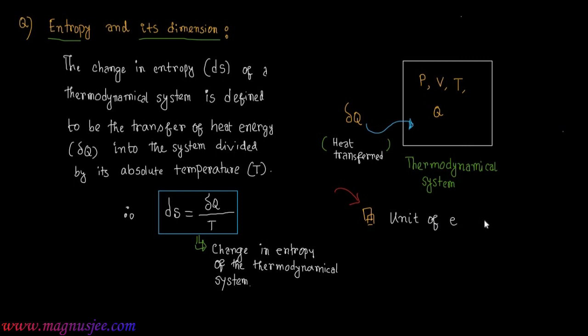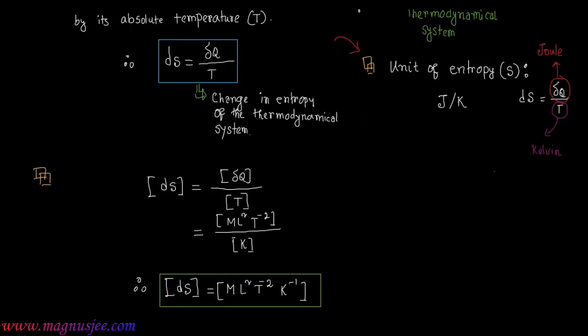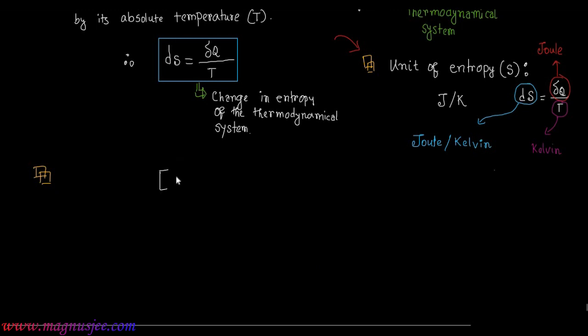Unit of entropy. Unit of entropy, capital S, is joule per Kelvin. We know that change in entropy dS is equal to delta Q by T. Delta Q is the small amount of heat energy applied to the thermodynamical system, and delta Q has the unit joule, and absolute temperature T has the unit Kelvin. That's why the unit of entropy will be joule per Kelvin.